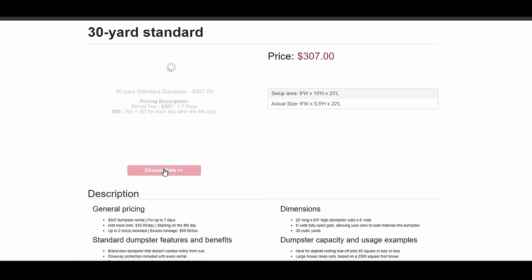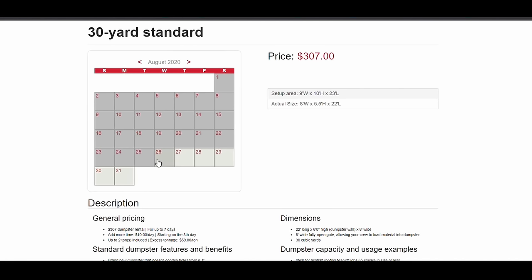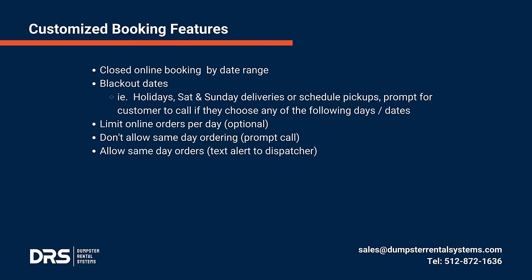So go ahead and hit choose a date. The date, we'll go ahead and put the 26. One thing you should know right here, if I need to block out Saturday and Sunday deliveries, I can. Or we can even put a note in this calendar saying any Saturday delivery will be delivered on Friday, and any Sunday pickup will be picked up on Monday, however you operate.